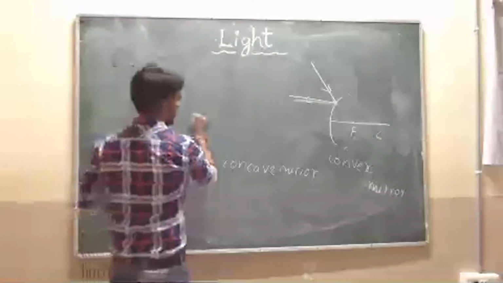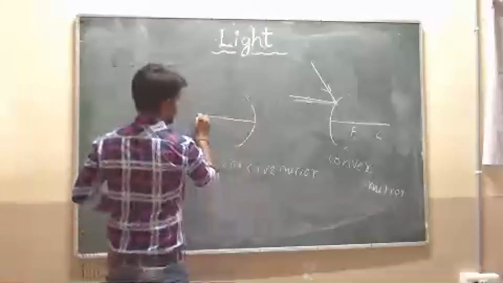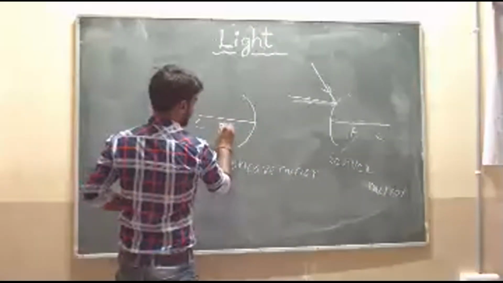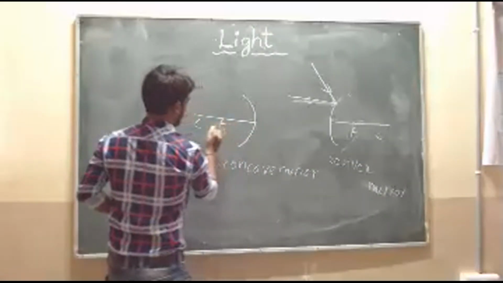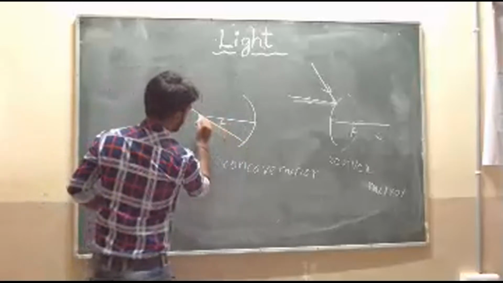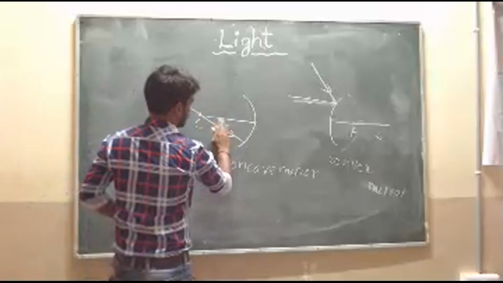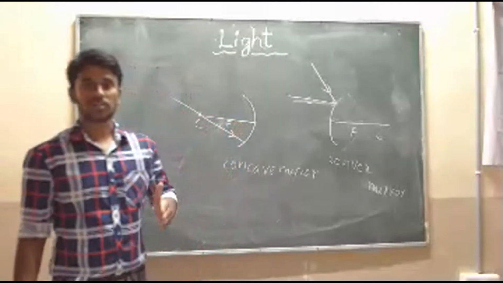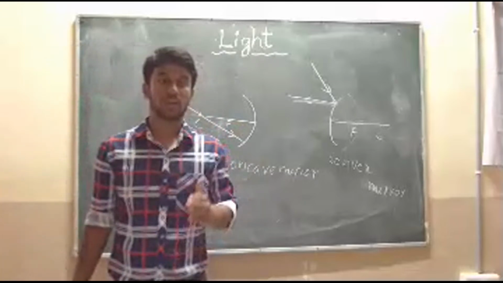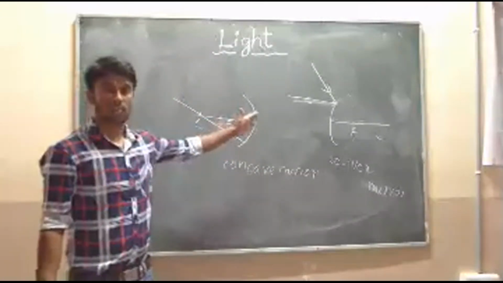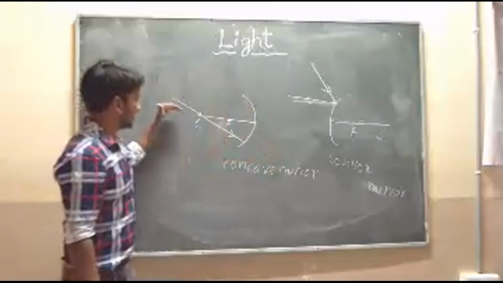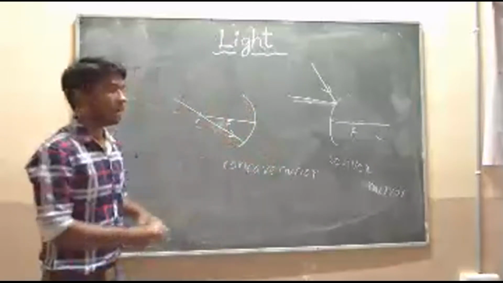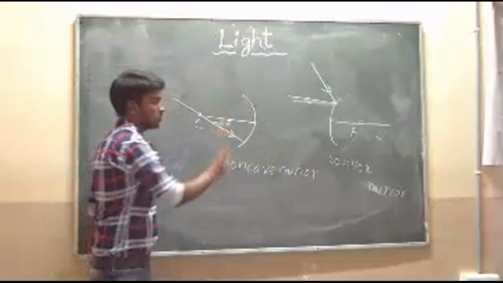Next, we studied that when the ray of light passes through the center of curvature, it retraces the same path. If you pass a ray of light through the center of curvature, it means you are passing a ray of light perpendicular to the reflecting surface. So that's why here the incident ray, normal and reflected ray are all lying in the same line.